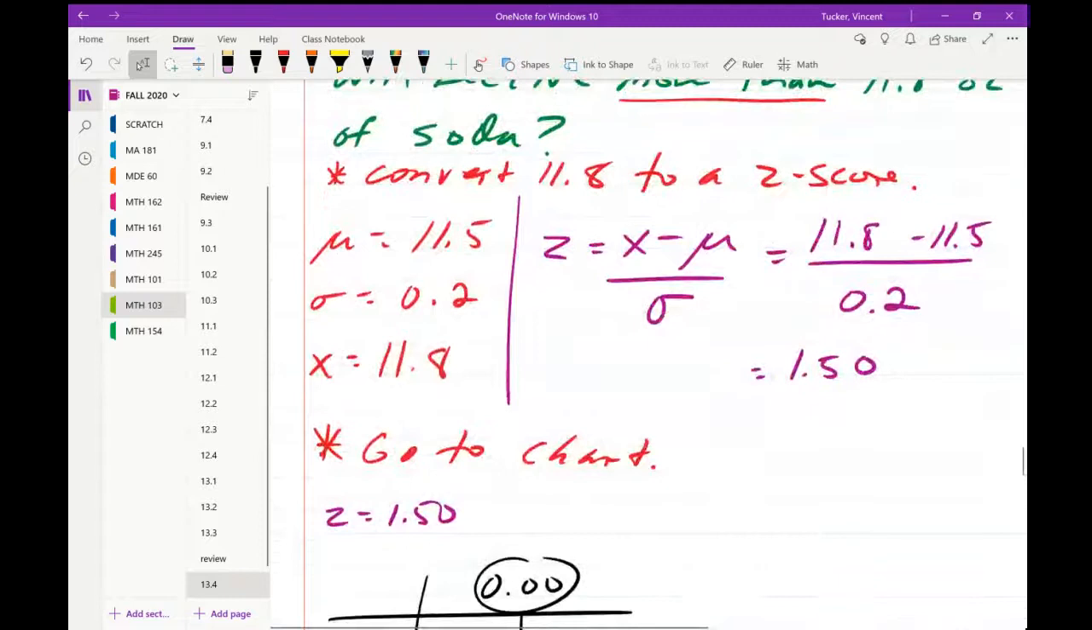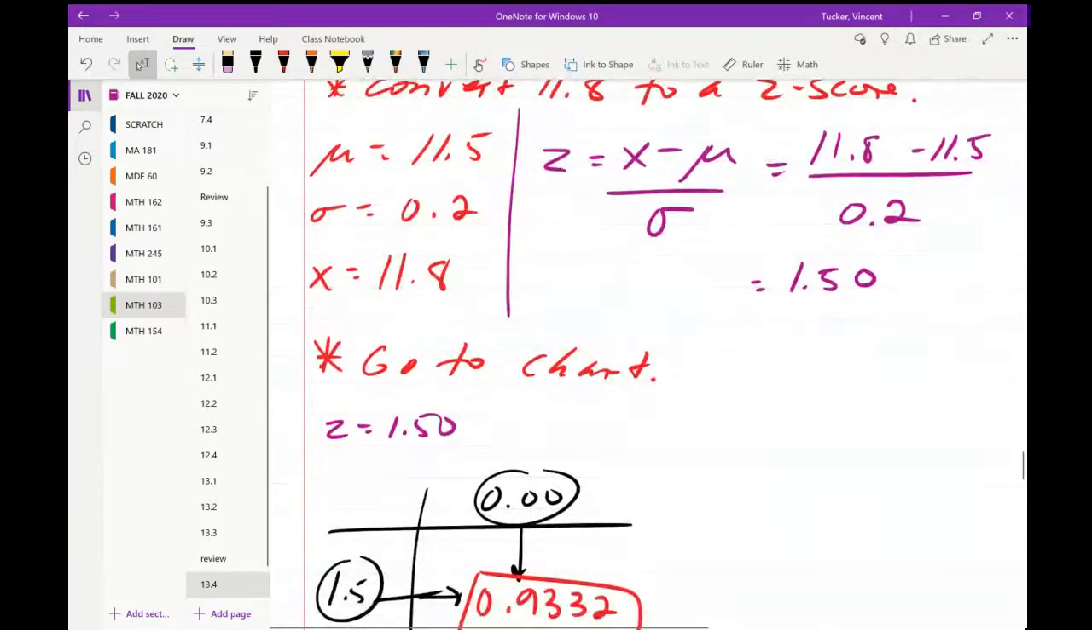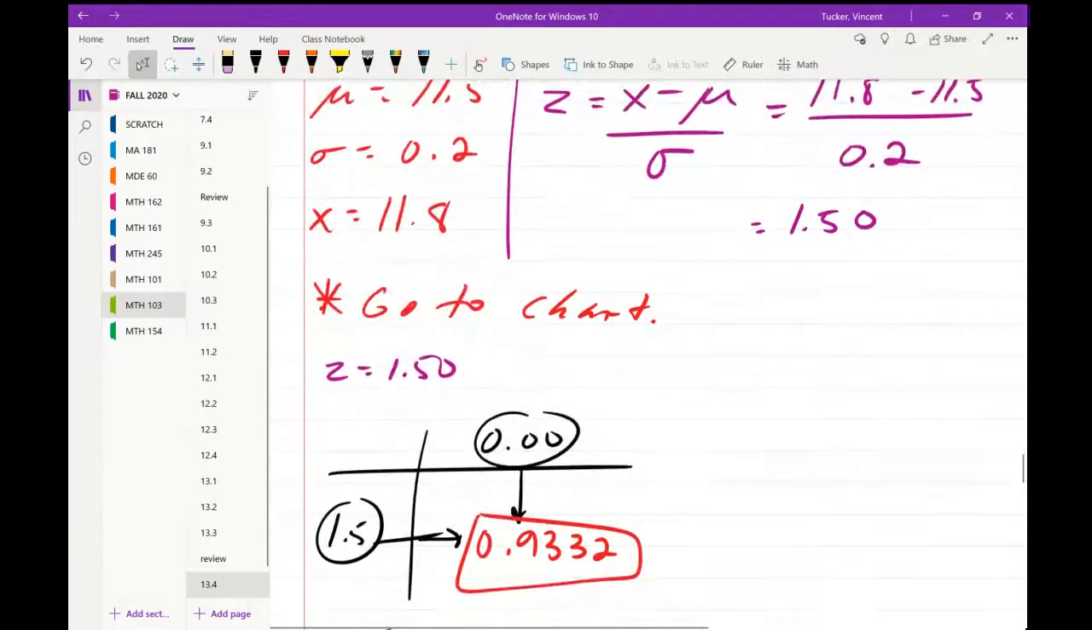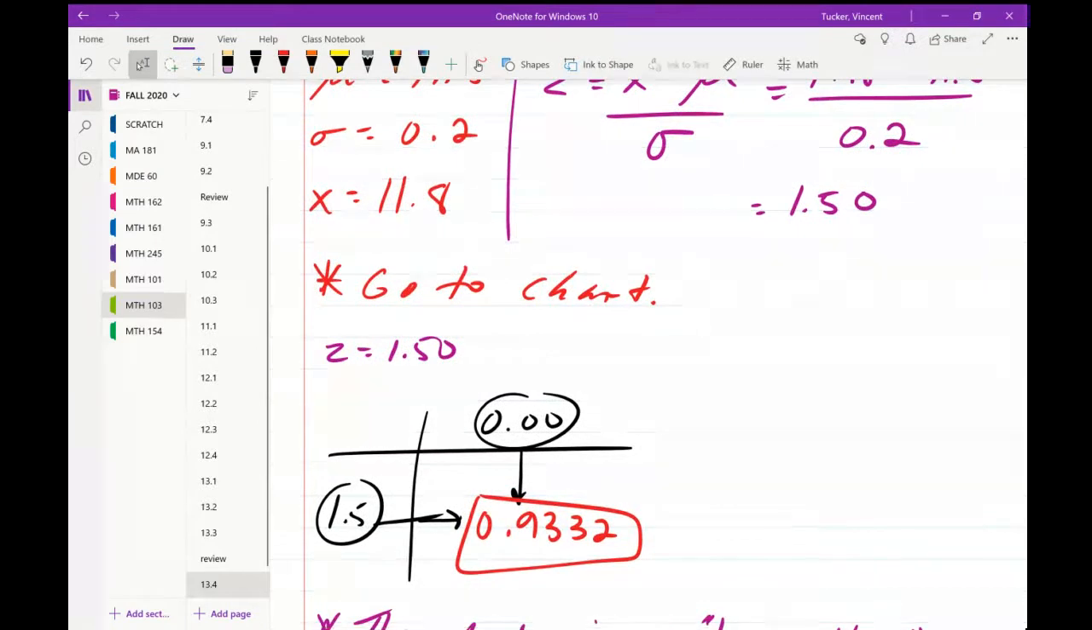So now we go to the chart. We have 0.50. And on the chart, we have 1.5 on that left column and 0.00 on the top row. And they meet at 0.9332.